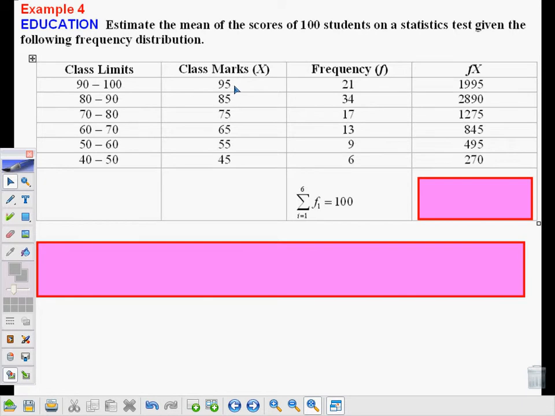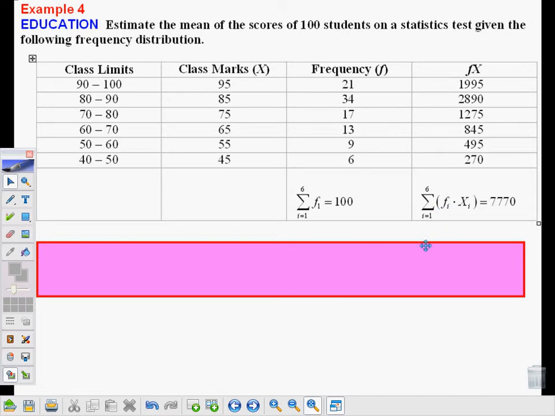I take this class mark and multiply it by the frequency of the data's values in the class limit. So the 95 times the 21 is 1995. I'm going to say that would be the approximation of the sum of the values within these class limits, is 1995. Likewise, if I added all the data points that fall into this class limit, that would be 2,890, which is generated by 85 times 34. So if I add all those up, we get 7,770.